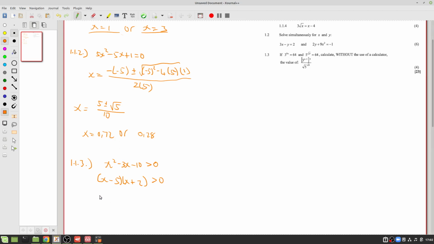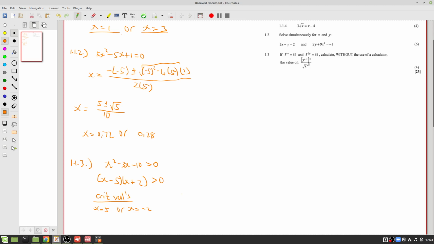So what we want to do is find our critical values. So we have to write something like this or do it in rough work, because now we're going to use an equal sign, which is not what the question says. So for critical values, we're going to say this equals 0 and this equals 0. So if we say x minus 5 equals 0, we'll get x equals 5, or x equals negative 2, right? If we put this equal to 0. So this is now our critical values.